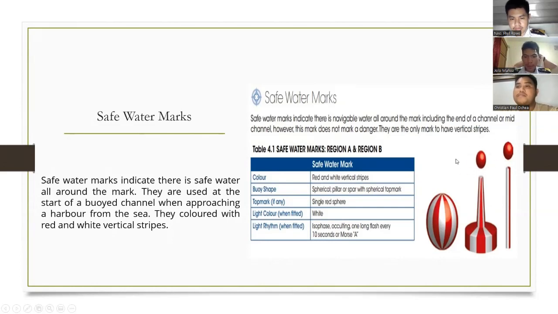The light color, when fitted, is white. And the light rhythm, when fitted, is isophase, occulting, one long flash every 10 seconds, or Morse A.